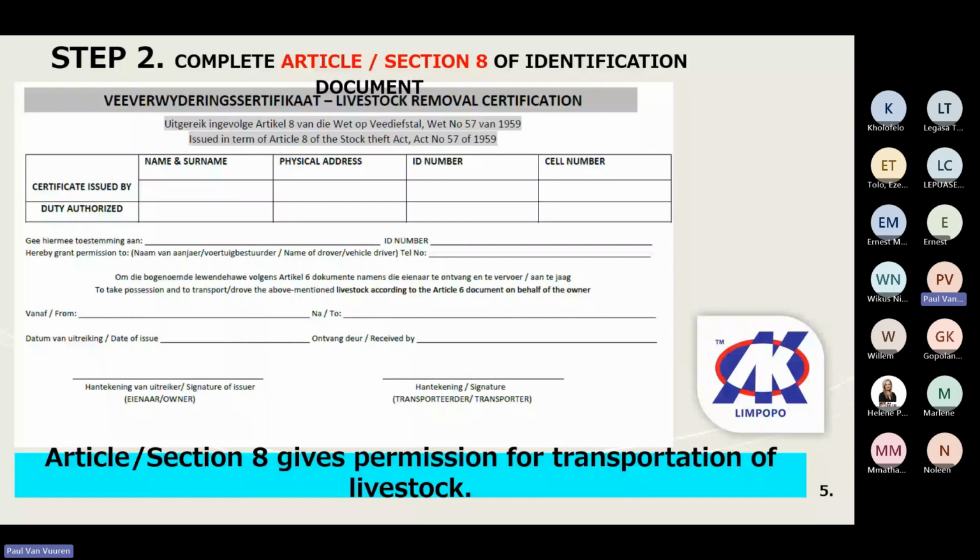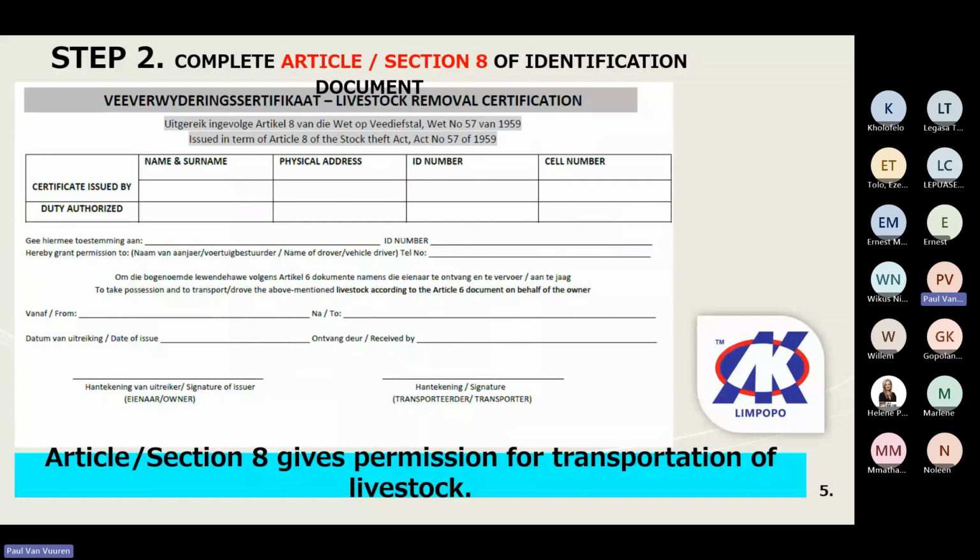Okay, then we go to our second page. It's page 5, section 8, which gives permission for the transportation of the livestock. There you can see clearly the name, the physical address, the ID number, the cell number, and the permission granted, for the owner and the transporter.